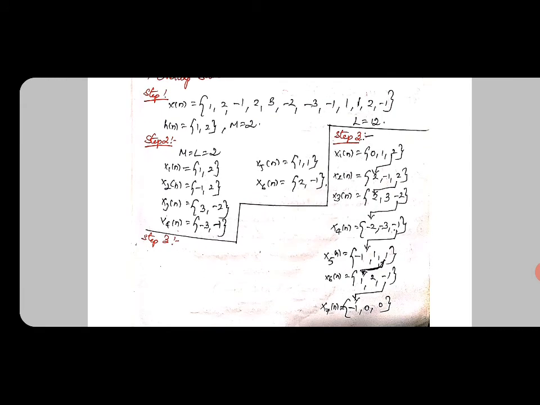We can see in step 3, x1 of n is equal to 0, 1, 2. The 2 is fed back to the next input, 2, minus 1, 2, and then the 2 again to 2, 3, minus 2, to the x4 of n input, minus 3, minus 1, to the next input, minus 1, 1, 1, then 1 to the next input, 1, 2, minus 1, and the minus 1 to the next input, minus 1, 0, 0.